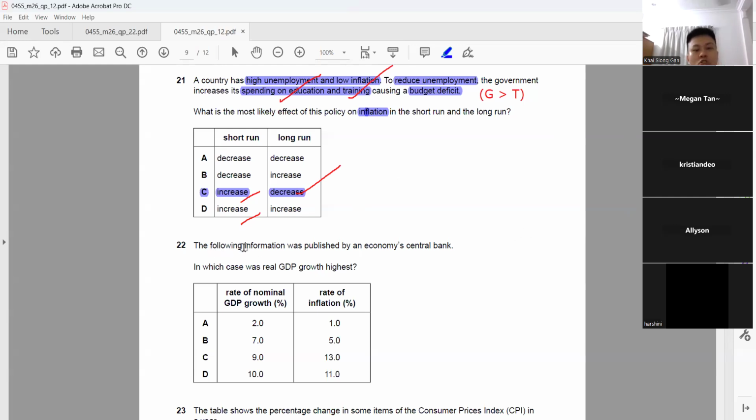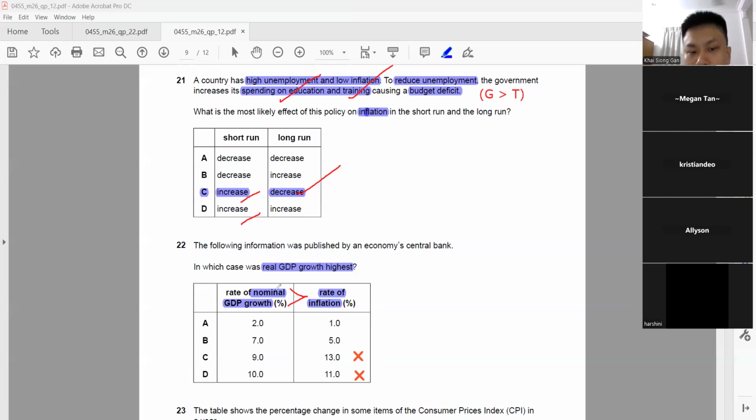22. The following information was published by an economy's central bank. In which case was the real GDP growth the highest? You are comparing the nominal rate of GDP growth and the rate of inflation. In order to have real GDP growth, nominal GDP growth must be higher than the inflation rate. So C and donkey cannot be the answers because the inflation is larger than the nominal GDP growth. So either A or B, you just look into the difference.